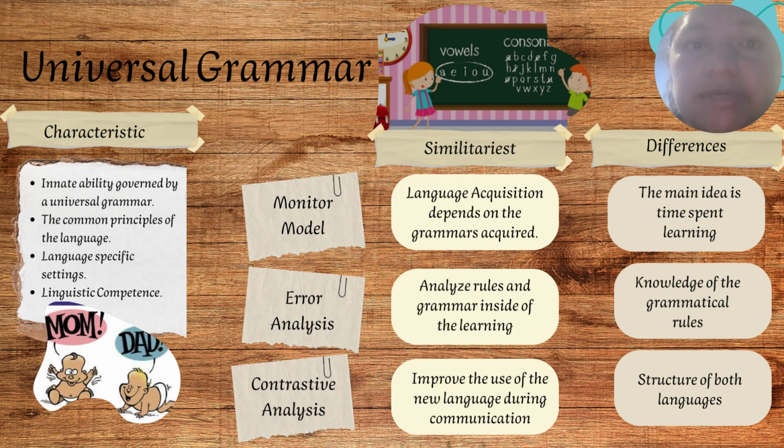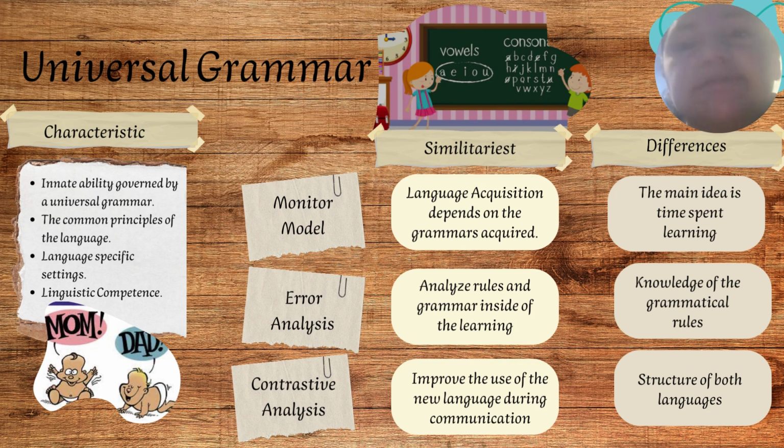Differences: in the monitor model, the main idea is the time spent learning. Chomsky says the perfect time is childhood, while Krashen says that it depends on the time used for learning. In error analysis, the focus is on the identification and analysis of the errors that occur in the communication of a second language.